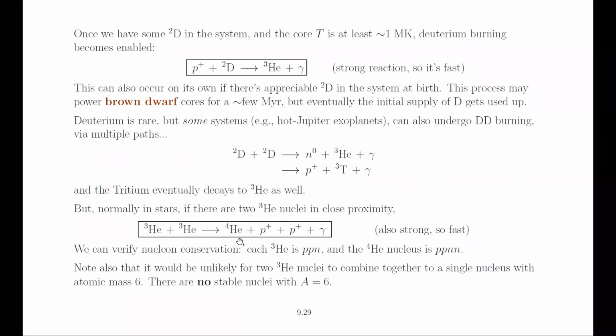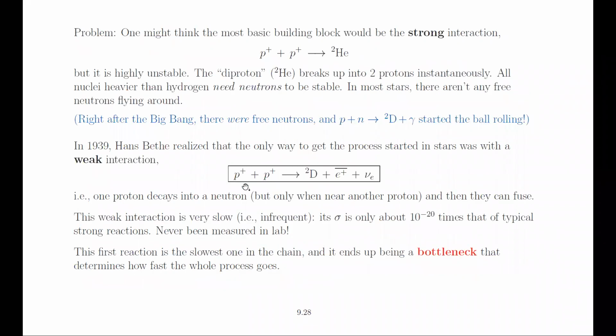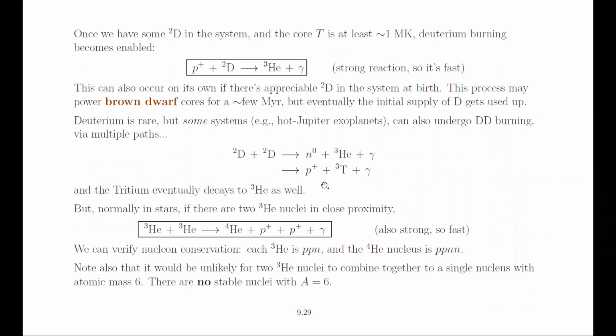The third step is the third thing in the box here, right after the previous page. There's 3 steps, so maybe I should just go back. Right, the first step is this weak interaction where the 2 protons turn into a deuterium. The second one is deuterium burning to create helium-3. The third major step is where now you have a lot of helium-3 flying around.